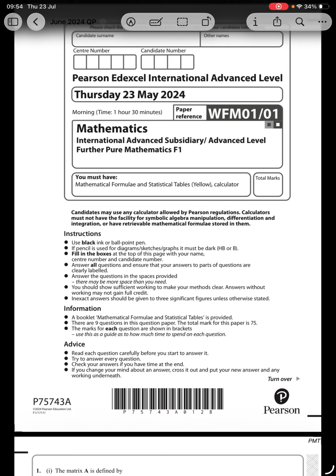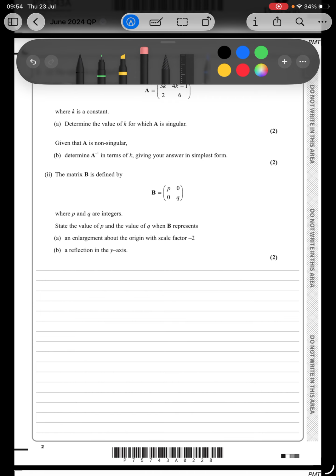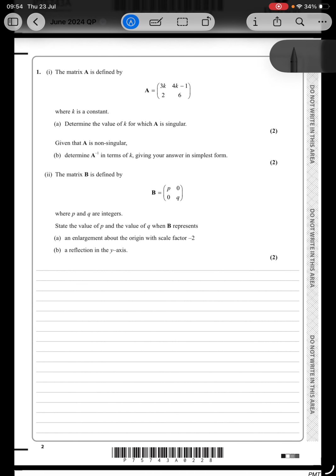Today I'll be solving question number 1 of the 2024 May June FP1 paper. So this is question number 1, part 1. It says the matrix A is defined by that, where K is a constant. Determine the value of K for which A is singular.